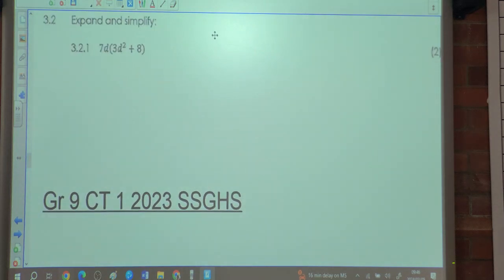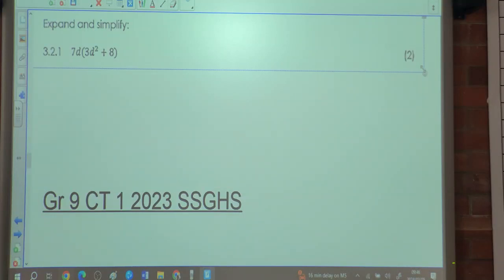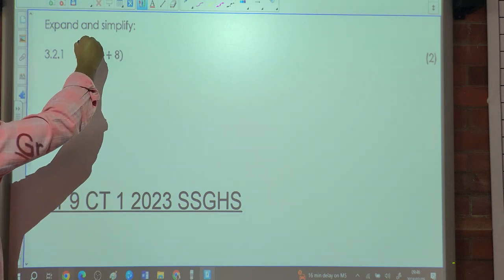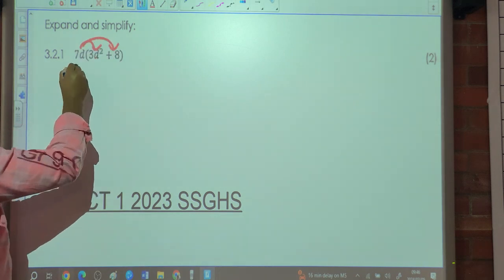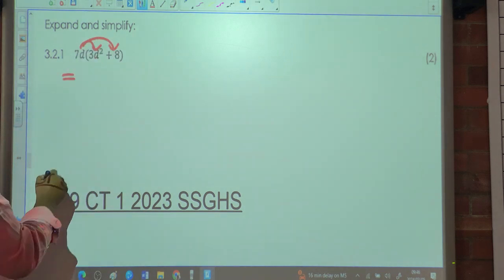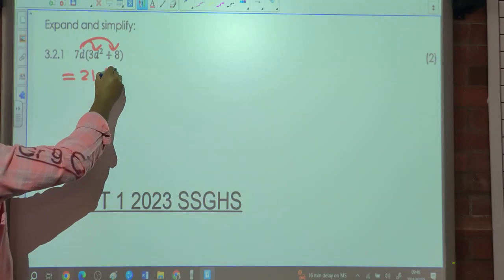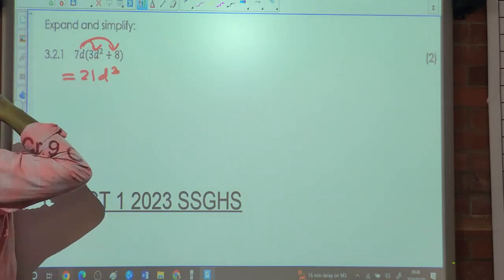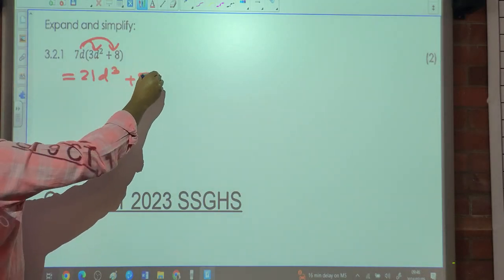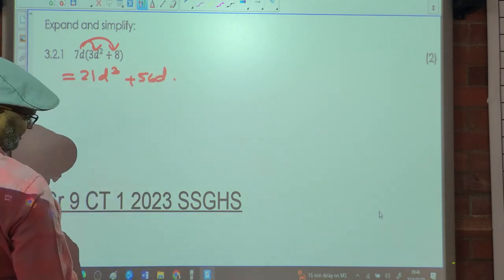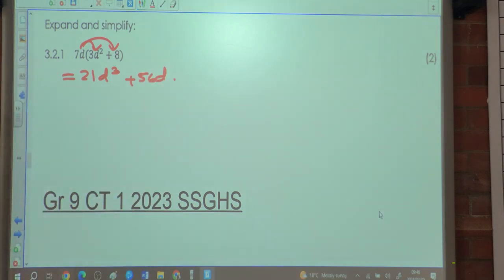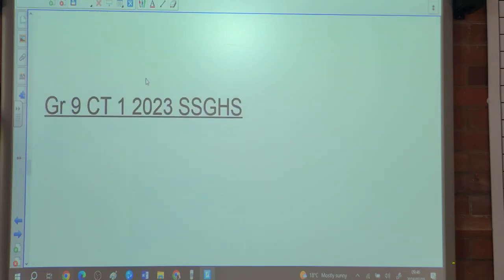Next question says expand and simplify. Expand and simplify. So what do I use? The distributive law. Not so. So what is 7d multiplied by 3d squared? 21d cubed. What's 7d multiplied by 8? 56d. Can I add those? Why? They are not like terms.